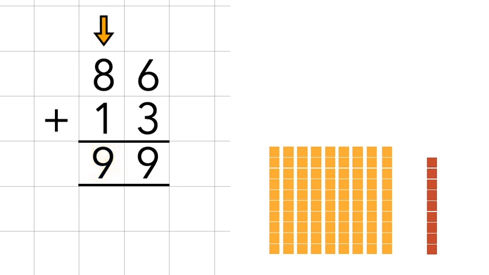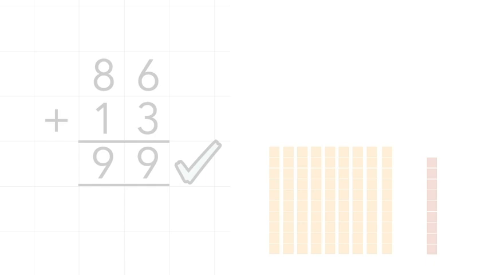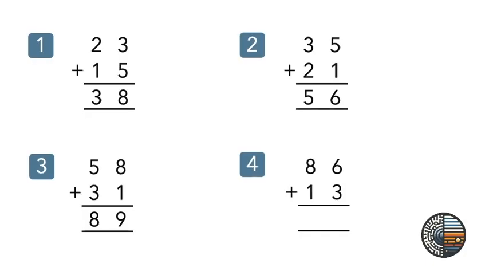And you might be thinking, why do we start with the units column rather than the tens? And really that's more for when we have to do regrouping. At the moment, because we're not doing regrouping, it doesn't matter too much, but if you get into the right habit of starting with the units column, then moving on to the tens, it will help you later on when you're doing more challenging column addition sums. So that one's correct, 99. Let's put it into the answer box for question 4.